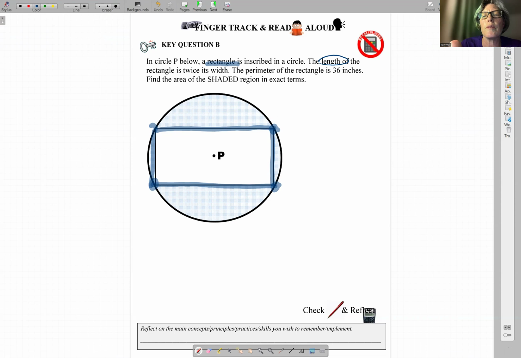is twice the width. So it's 2 of the width. This would be your width. Length is 2W.